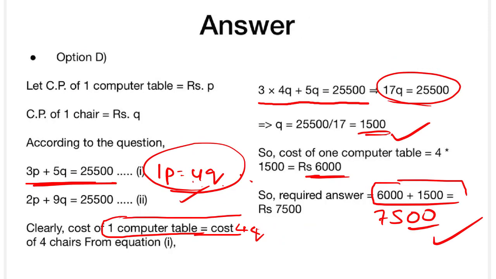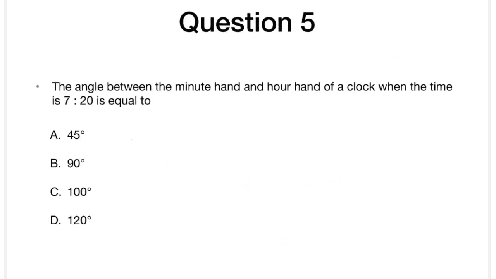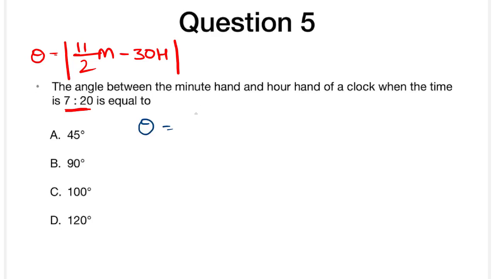The next problem is: find the angle between the minute hand and hour hand of a clock when the time is 7:20. This is a very important problem. Let us see the technique. Just remember this small formula: theta is equal to 11 by 2 m minus 30 h. We know the time is 7:20.